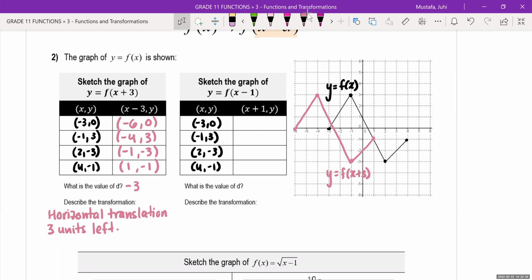Okay, horizontal is always a little bit tricky because you have to remember to always do the opposite. Let's do the next one. So my graph says y is equal to f of x minus 1. That means in my mapping coordinates, I'm going to write the opposite, which is going to be x plus 1. So every x value is going to have 1 added to it, and every y value will stay the same.